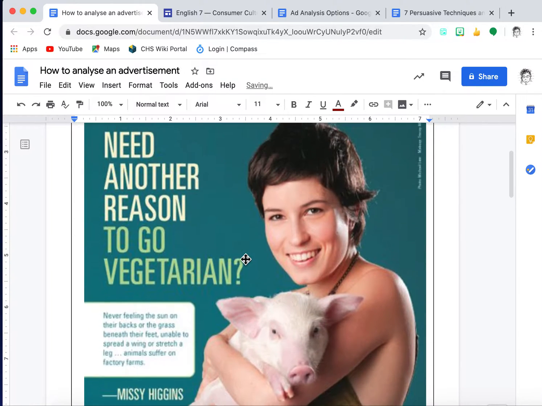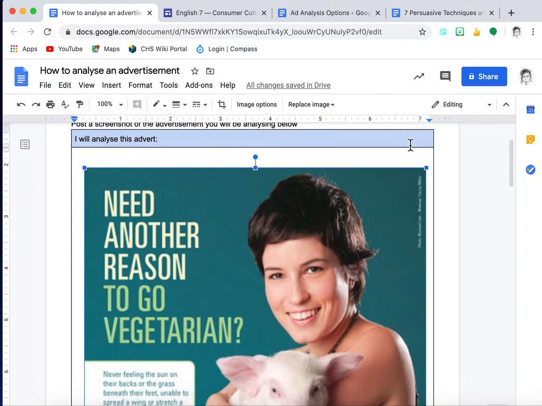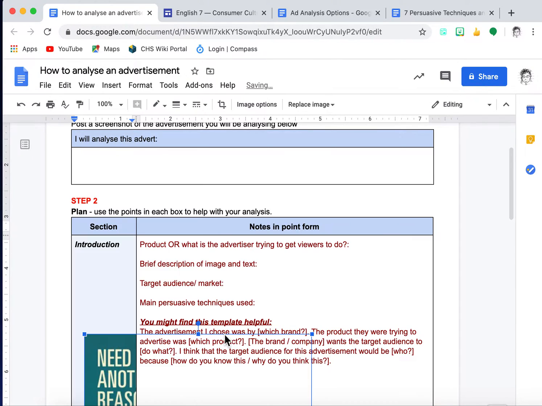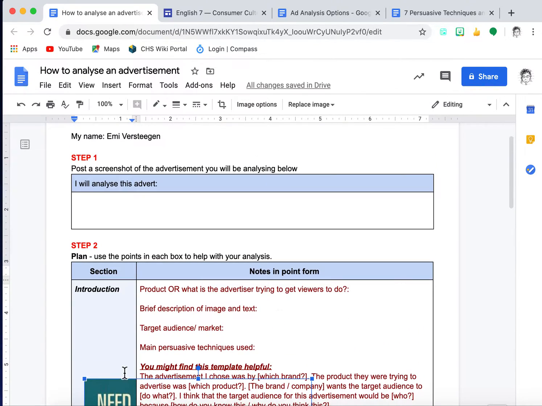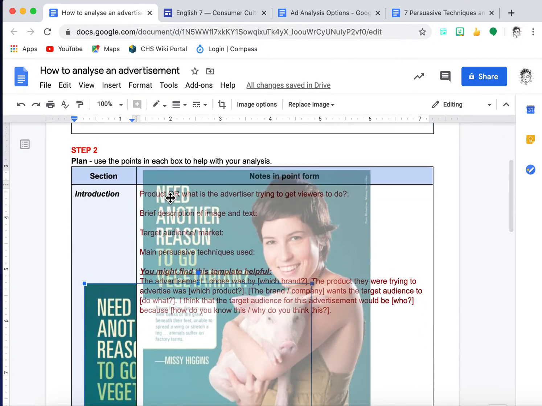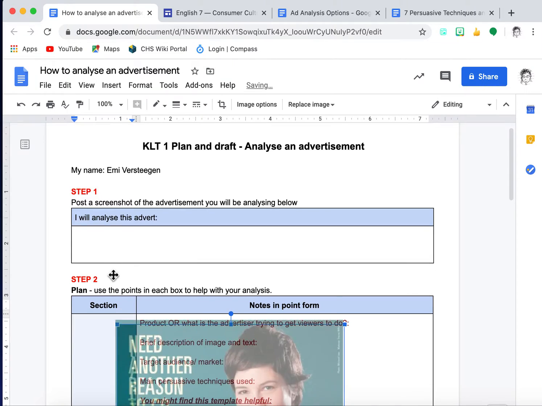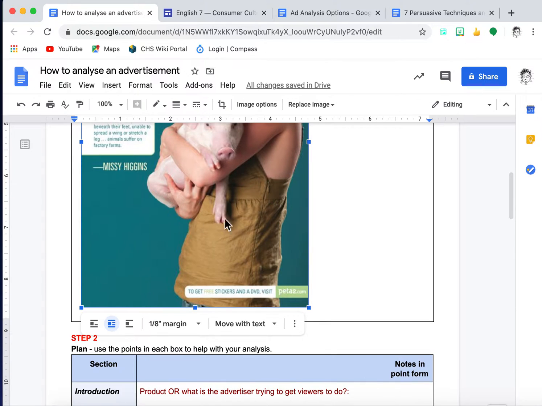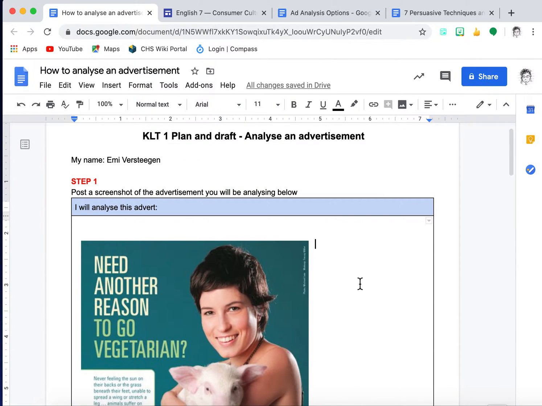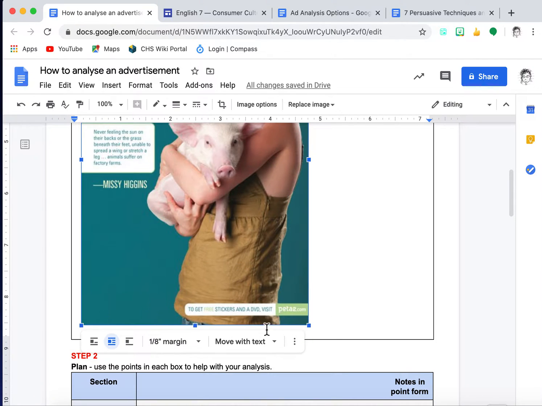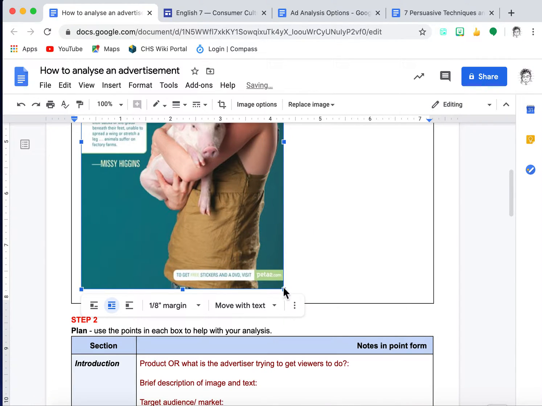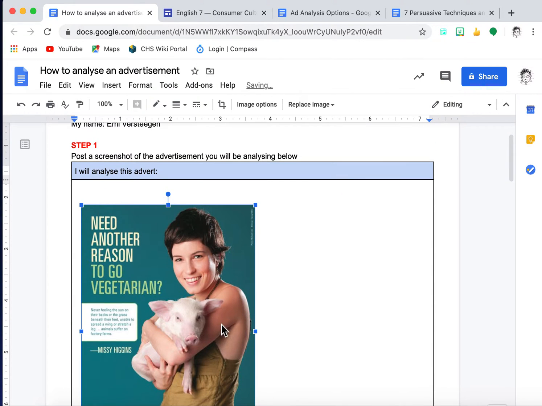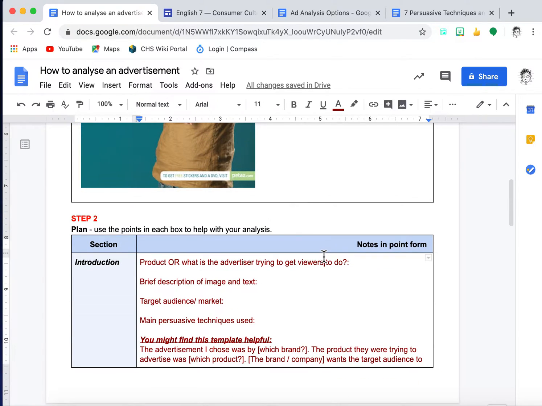Here we go. Also, perhaps adjust this so it's not taking up heaps of room. But the whole idea is that while you're completing this analysis, well, I don't know why it's gone down there. That's a disaster. Missy Higgins, stay inside the... Okay, great. So it's very clear the advert that you are going to be analysing. Is this going to explode everything? Well, here we go. So very clear the ad that you've chosen from the options that you've got as per the site. Excellent. Step 2, use the points in each box to help with your analysis.